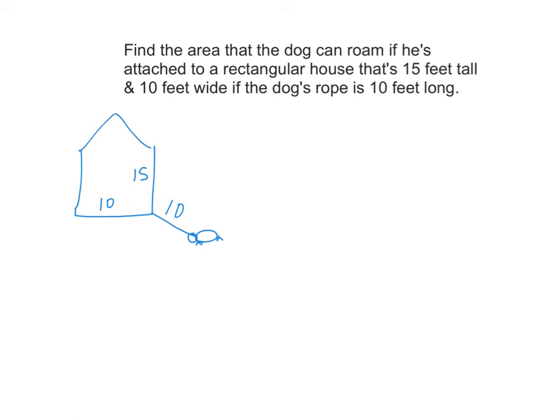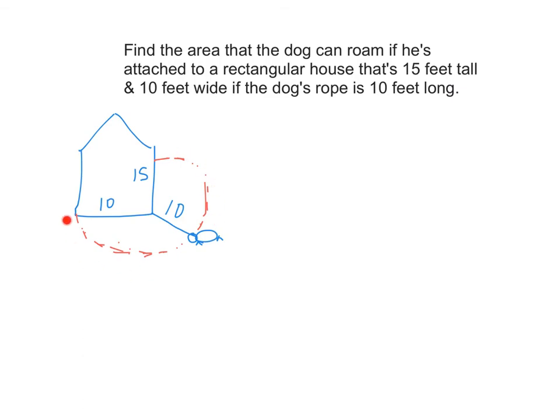So in order to do this, we have to think about, okay, so if I'm here, I can go to there, and I can go all the way here if I were to make it a circle. So it kind of looks like a circle. We know that the radius of this circle would be 10, and that the dog can move all the way over here since this is 10, and he can move all the way over here since this is 15. So what we need to do is we need to find the area that he can roam.